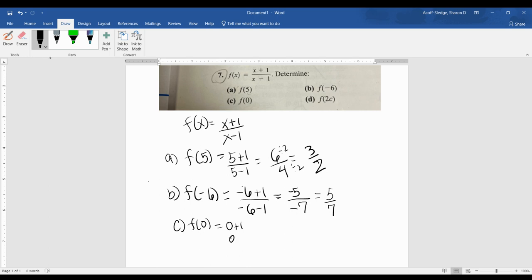Now this one, c, f of 0, so I'm going to do 0 plus 1, and then 0 minus 1. So 0 plus 1 is 1, 0 minus 1 is a negative 1. 1 over a negative 1, since this is positive and this is negative, my answer is negative, okay?